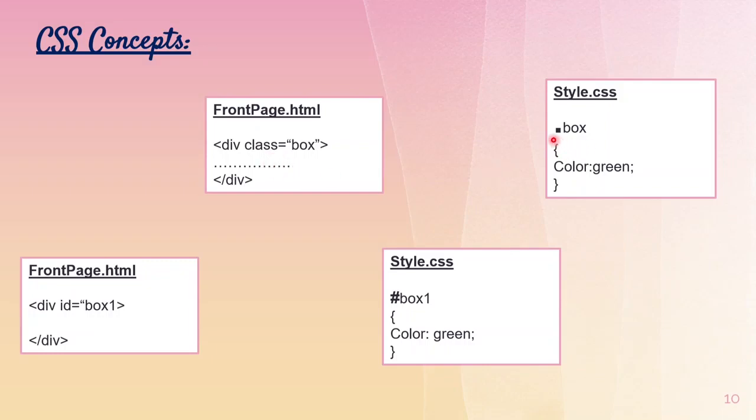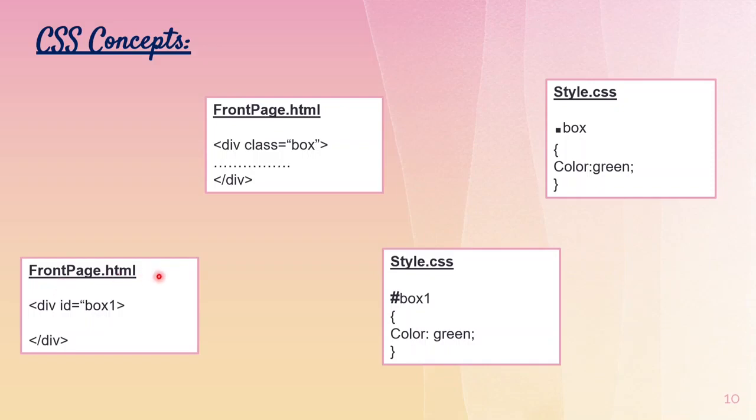Okay, so I'll write dot box, and then whatever attributes I want to write, like color, green, red, or whatever formatting I want to do or whatever style I need to add, I'll add between these blocks of code. Okay, so this is one concept. For class we will use dot. Now let's see for ID.